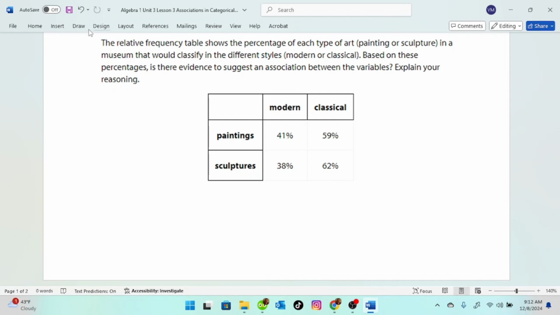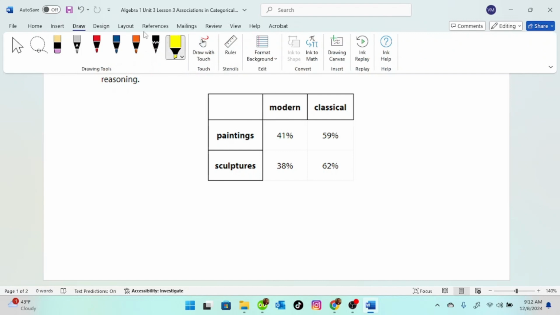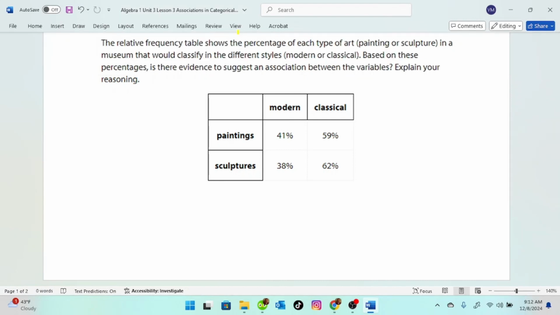So, first, we want to pay attention that it shows percentage of each type of art, painting, or sculpture. So we are looking at the rows. Notice that when we add the rows together, that's when we find our 100%.